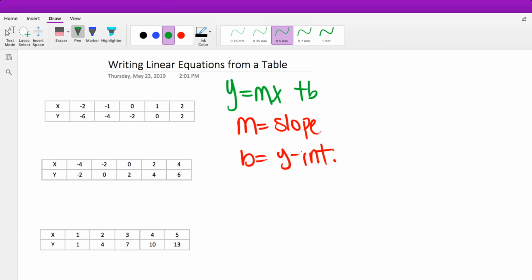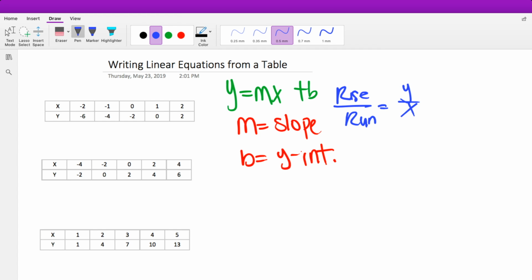Let's find our slope. We know that there's a couple ways of doing it. I like to show different methods just so you find the one that works best for you and you can just stick with that one. Today I'm going to count our rise over run. So slope is rise over run, which is the same thing as y over x. Let's see what we get.